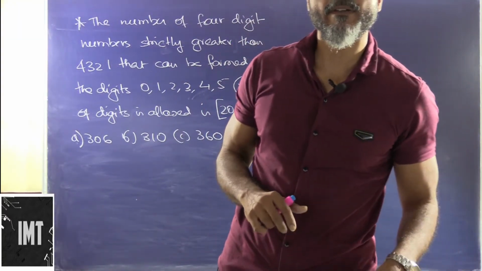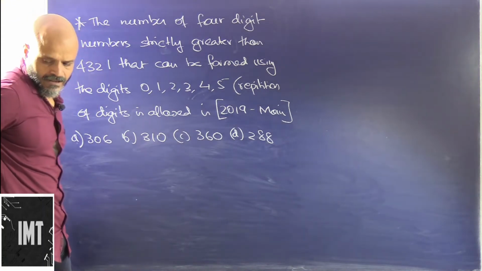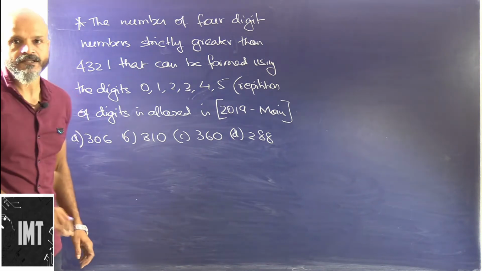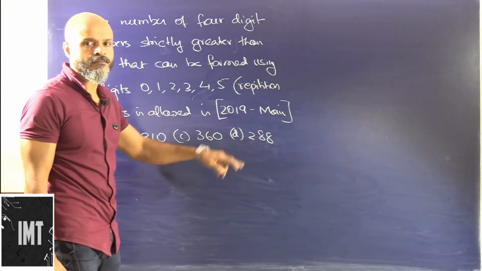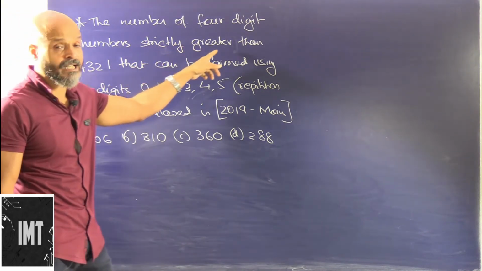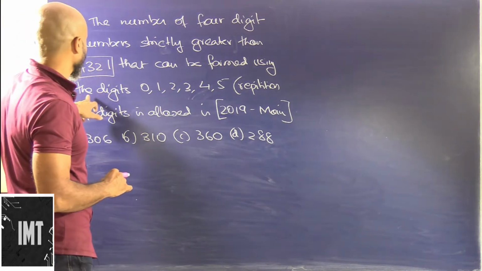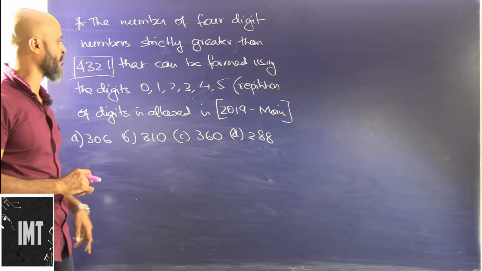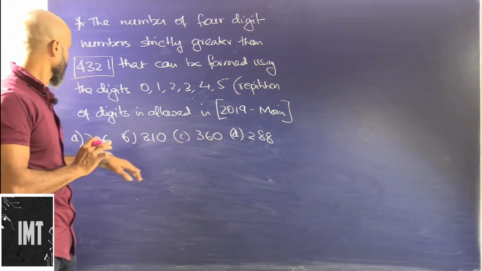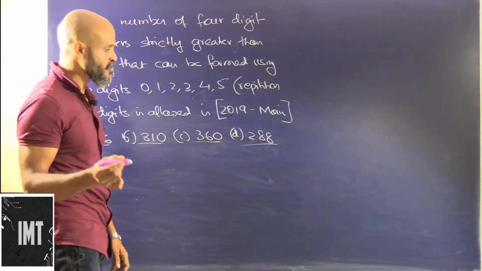Okay people, so we will try a problem from IIT out here. Okay, this was basically a 2019 Mains question, very basic question. Basically, the number of 4-digit numbers strictly greater than the number 4321 that can be formed using the digits 0, 1, 2, 3, 4, 5. Repetition of digits is allowed. So here we have repetition of digits. The options are 306, 310, 360, 288. So let's look at it.